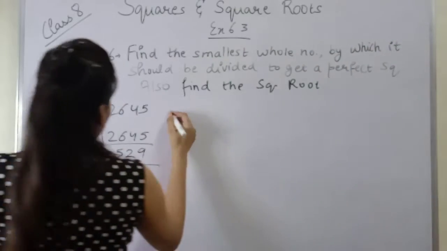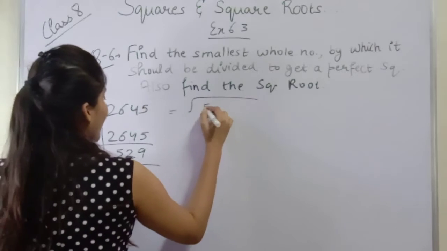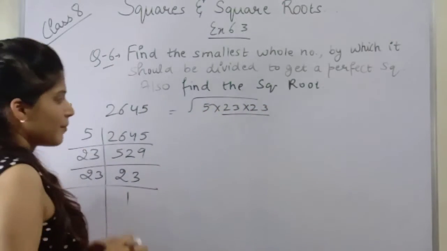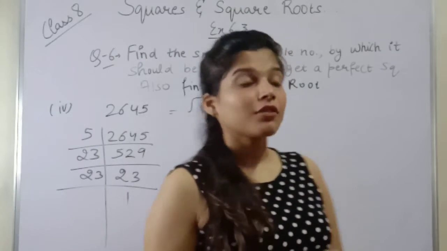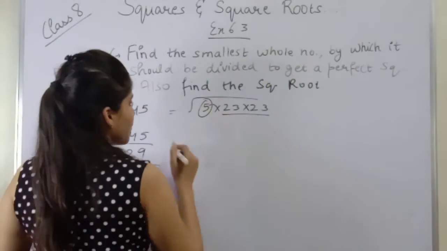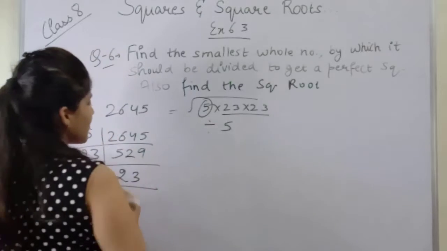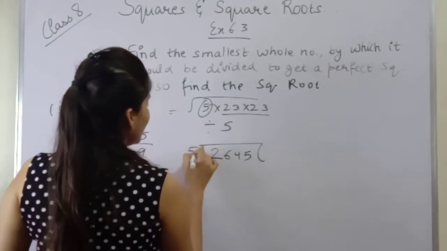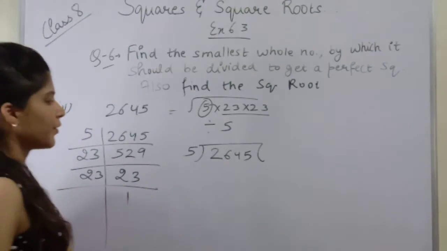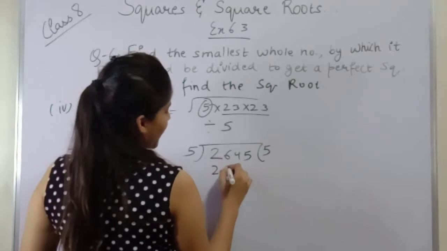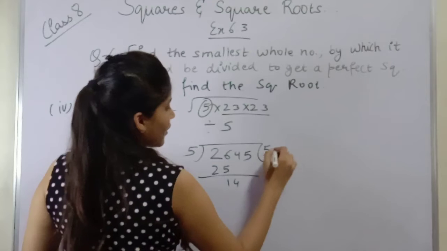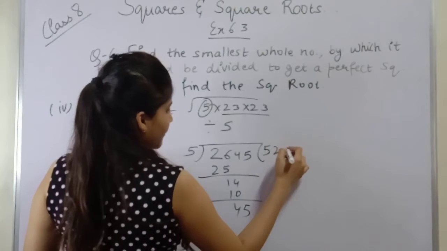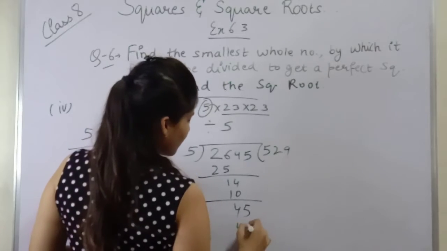Now we got our factors: 5 into 23 into 23. So 23 is making one pair. Now 5 is a single term, so it means that we will divide this number by 5. So 2645 will be divided by 5 now. 5 5s are 25, 5 2s are 10, 4 and 5 is 45, 5 9s are 45.